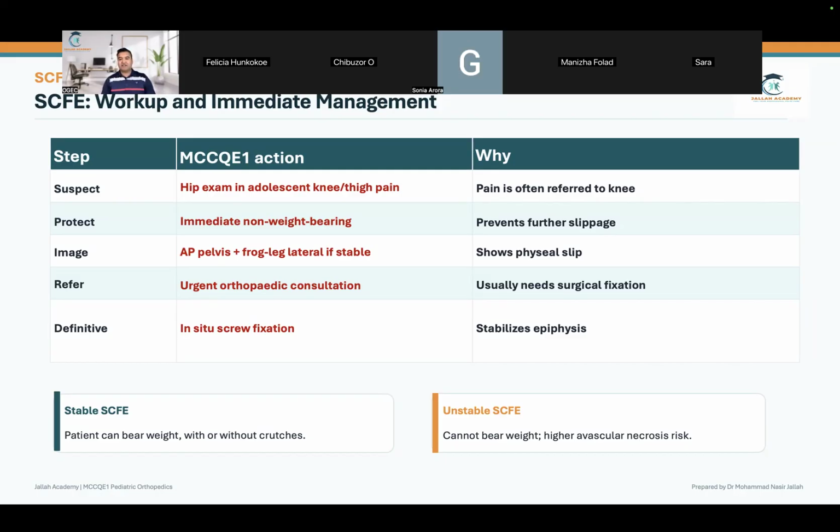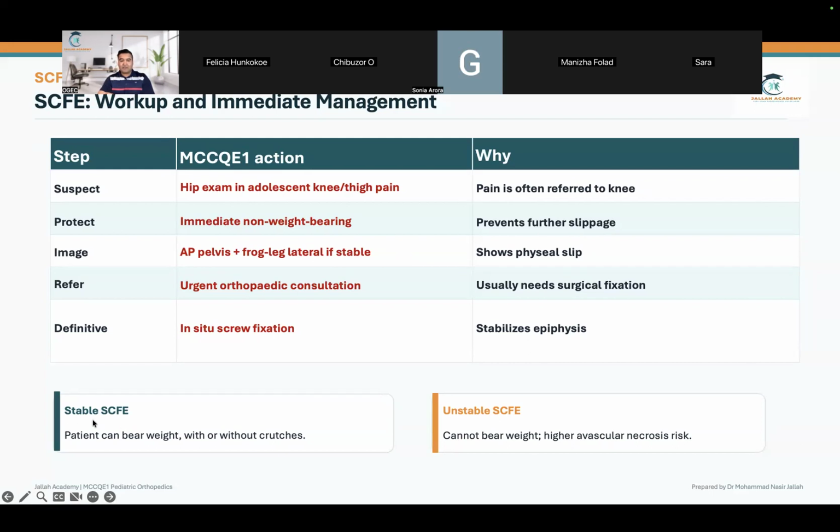Show the physeal slip. Refer for urgent orthopedic consultation, usually need surgical fixation. Usually they want to ask you this: what is the definitive treatment for this patient? Since this is a slip, right? I will show you in the picture so that you get it better. So this is a slip of the epiphysis, so you have to do the screw fixation and stabilize the epiphysis.